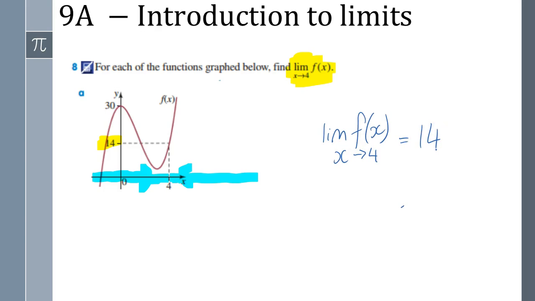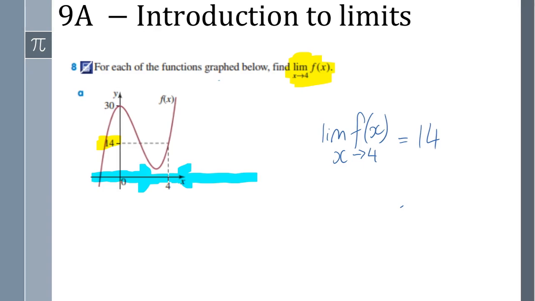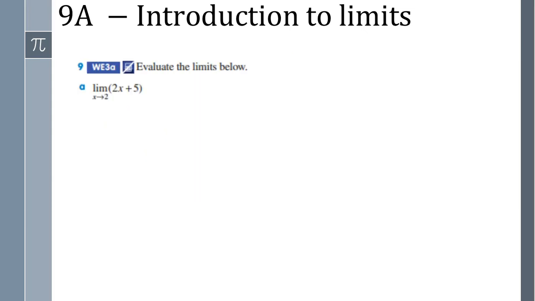So it sounds very complicated, but I promise you it's not. It's just as you get closer to that x value, what's the y value going to be? You might think, okay, that's all right on the graph. How do we do it with a written one like this?